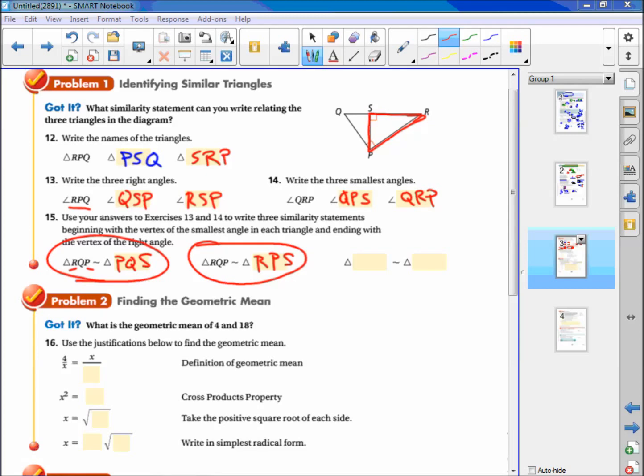So that means that by the transitive property, the little one on the left and the medium one on the right should be similar too. And we don't have to worry about what order to put them, because we know they already match up in the right order based upon they matched up in the right order with the big triangle. Okay, so PQS is similar to RPS.